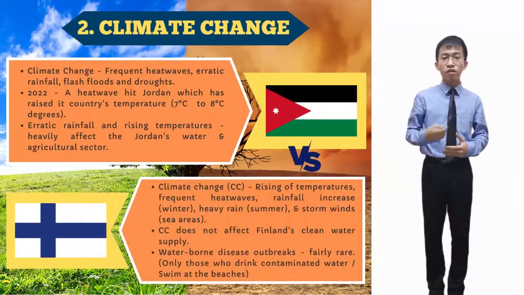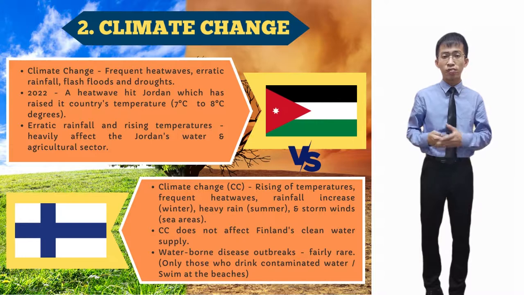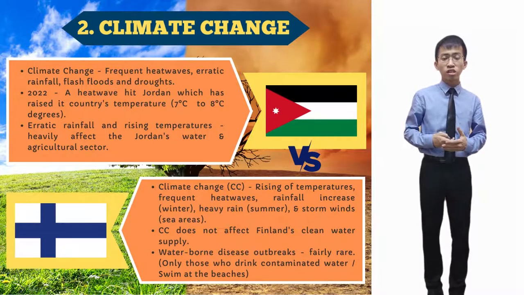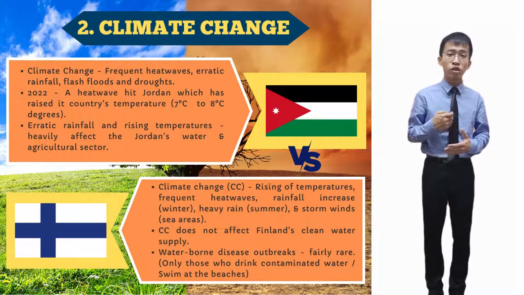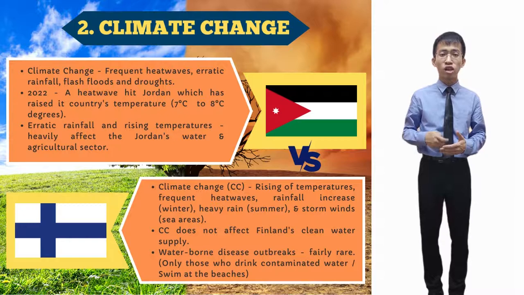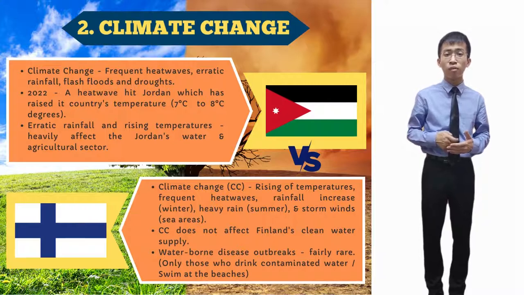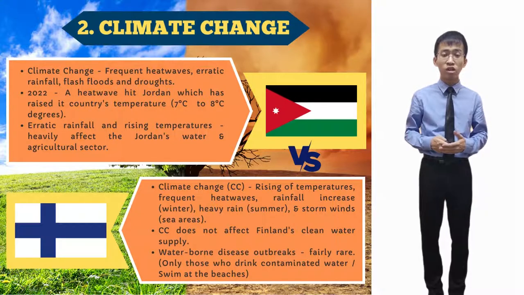Next, the second difference between Jordan and Finland is in terms of climate change. Climate change in Jordan includes frequent heat waves, erratic rainfall, flash floods, and drought. On August 28, 2022, a heat wave hit Jordan, which raised the country's temperature about 7 degrees Celsius to 8 degrees Celsius above the seasonal average.